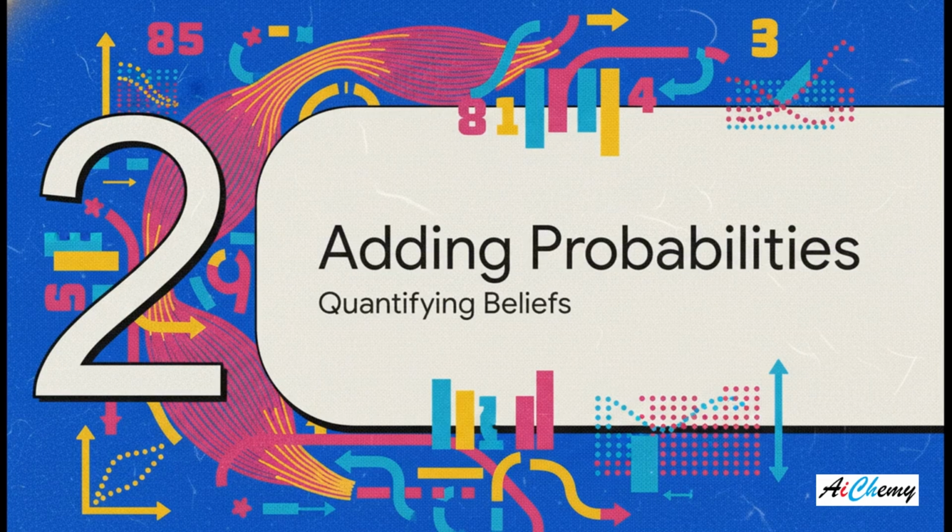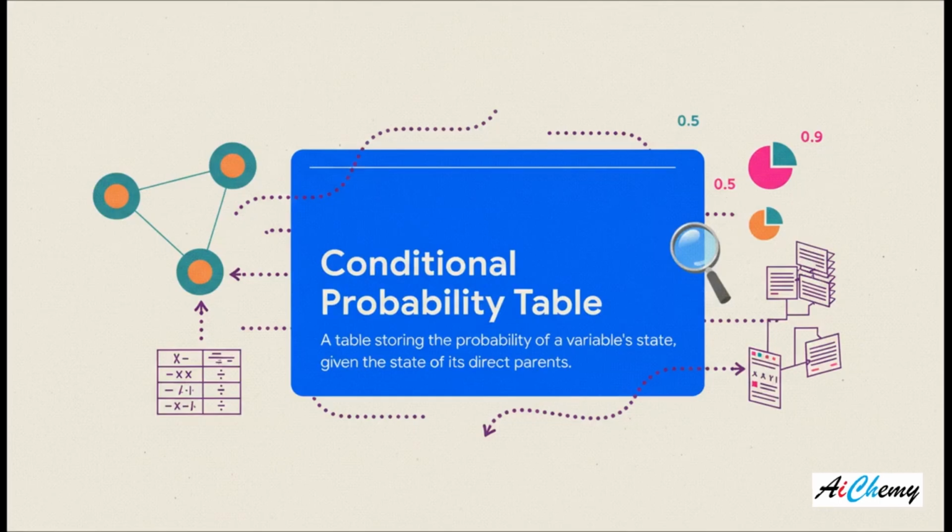Okay, so we've got the skeleton in place. Now it's time to add the muscle. We need to put some numbers on these relationships to quantify just how strong they are. And the way we do this is with something called a conditional probability table, or a CPT for short. Basically, every single item, every node in our network gets its own little table, and all that table does is answer a simple question. What's the probability of me happening given what my parents are doing? And by parents, I just mean the nodes with arrows pointing to me.